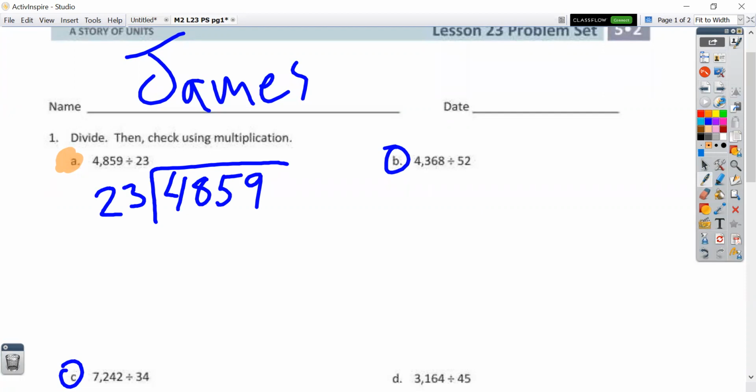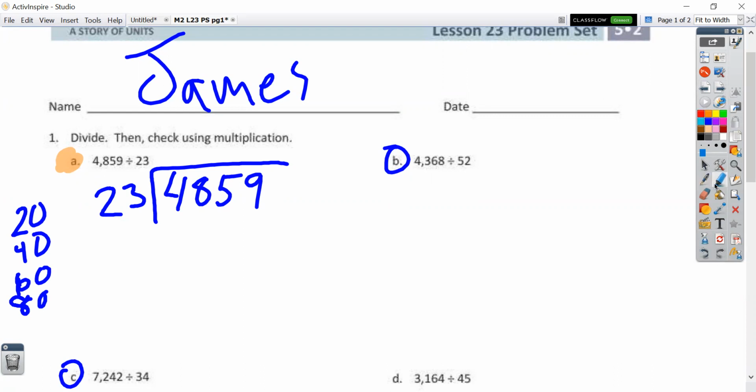Now, I'm just going to help myself. 23 is about 20, so I'm just going to help myself by counting by my multiples of 20 real quick, all the way up to 80. Make sure that looks like an 8 so I can actually read it accurately.